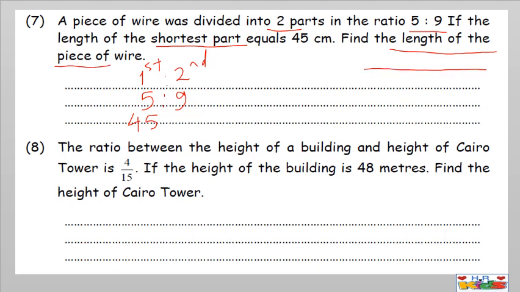The wire is divided into two parts, one is 5 and the other is 9. The shortest part alone is 45 centimeters. To find the length of the whole wire, I must first find the longest part, and then add them. To find the second, we do 9 by 45 divided by 5. 45 divided by 5 equals 9, so 9 by 9 equals 81.